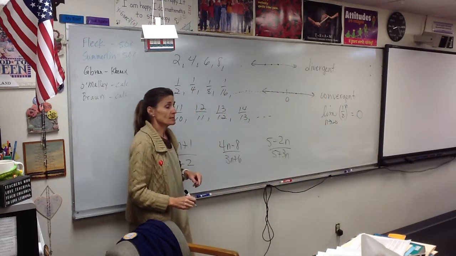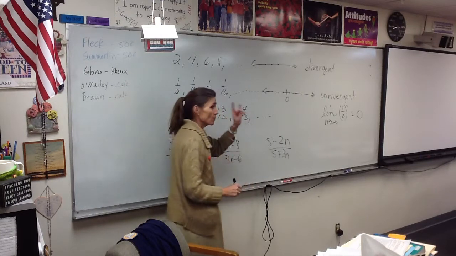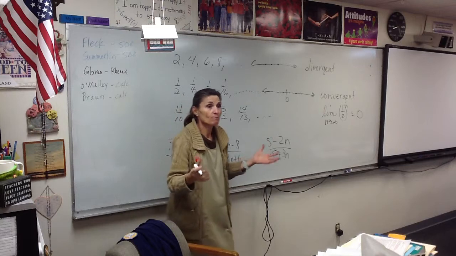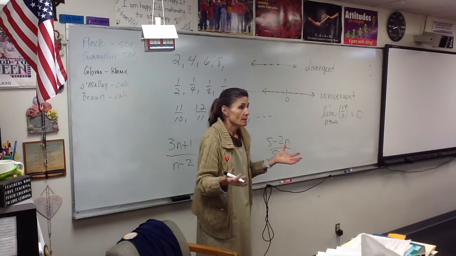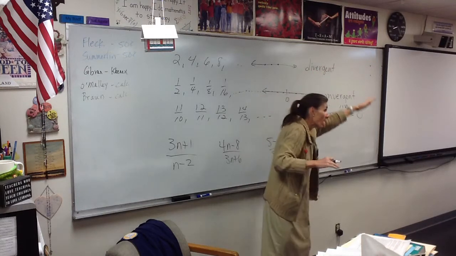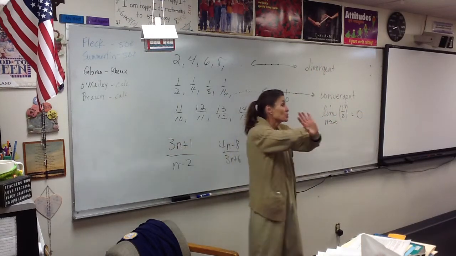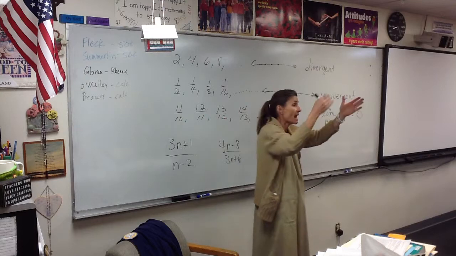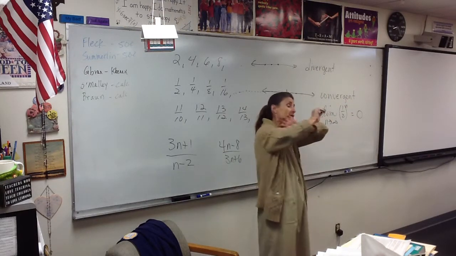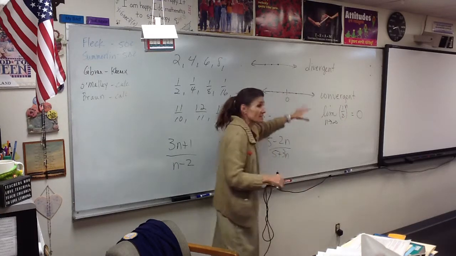Now, the notation is important also. First of all, what's the difference between convergent and divergent? It's where it's headed. Divergent means it just shoots off into space. It could go that way or that way. It doesn't have a wall it runs into. It doesn't head toward a specific number. It just keeps going. What does convergent mean?